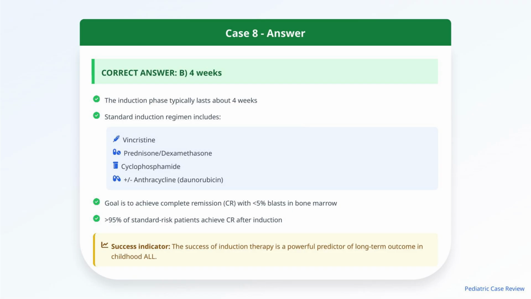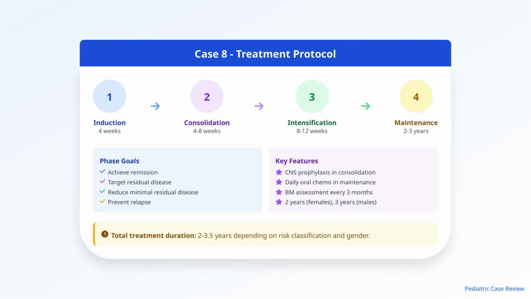More than 95% of standard-risk patients achieve complete remission after induction therapy. This initial phase is critical as it lays the foundation for subsequent treatment phases and has significant prognostic implications. Let's review the complete treatment protocol for childhood acute lymphoblastic leukemia. Treatment consists of 4 main phases.